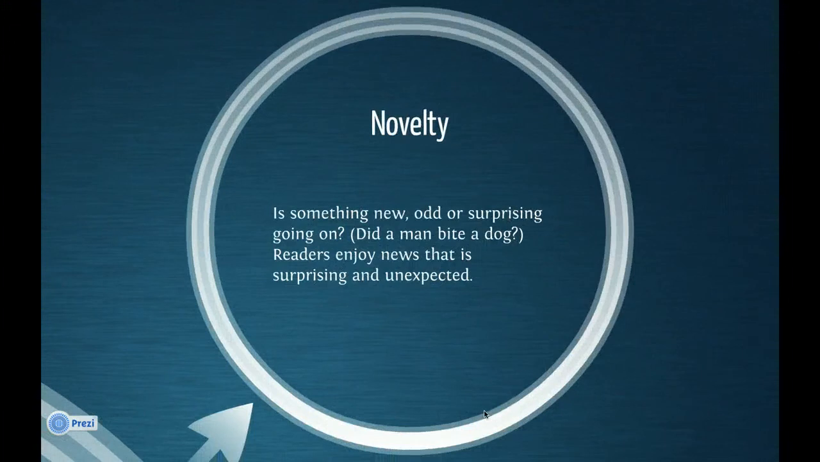The next element is novelty. Is something new, odd, or surprising going on? There's an old saying in news, when dog bites man, that's not really a story. But when man bites a dog, now all of a sudden we've got a story because that's odd. It doesn't really happen that often, and people are going to wonder, why in the world did that man bite a dog? Readers enjoy news that is surprising and unexpected.